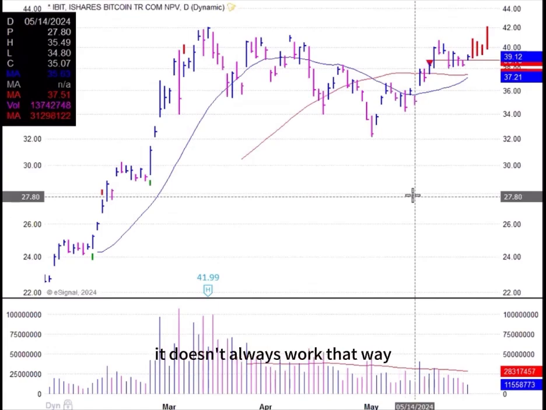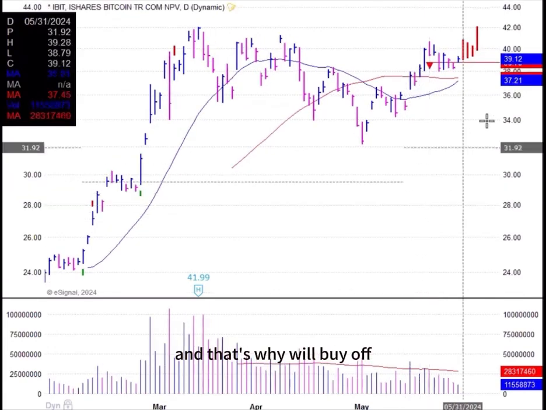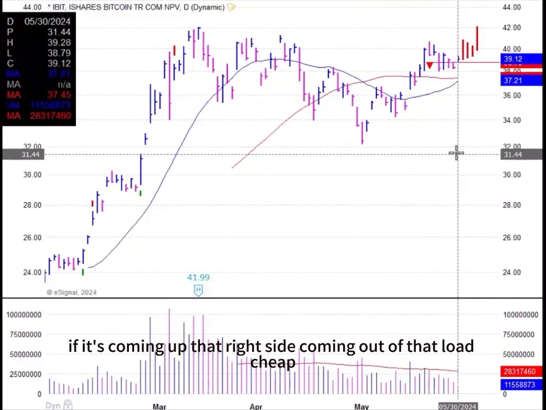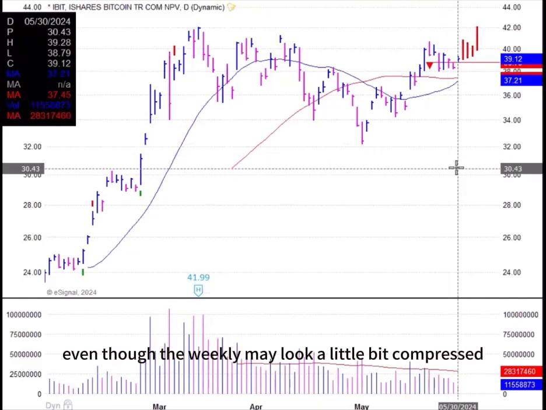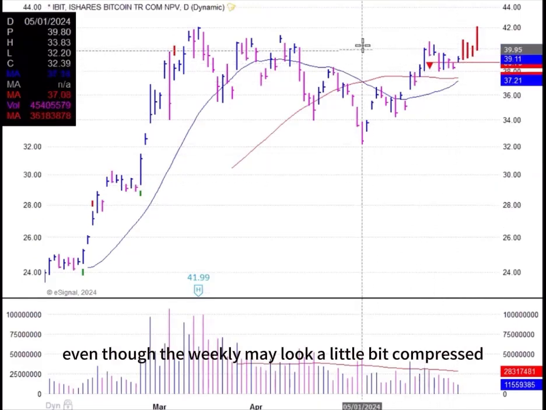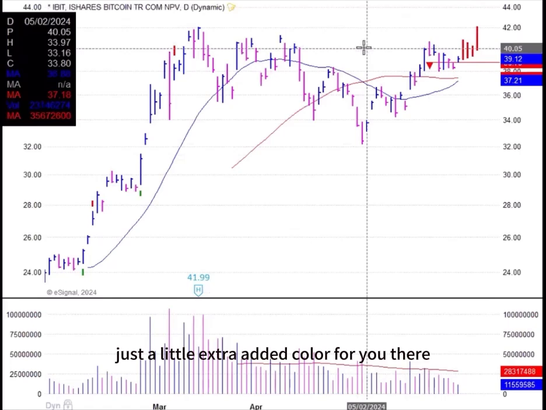Now, it doesn't always work that way, and that's why we'll buy off the daily if it's coming up that right side, coming out of that low cheat, even though the weekly may look a little bit compressed. Just a little extra added color for you there.